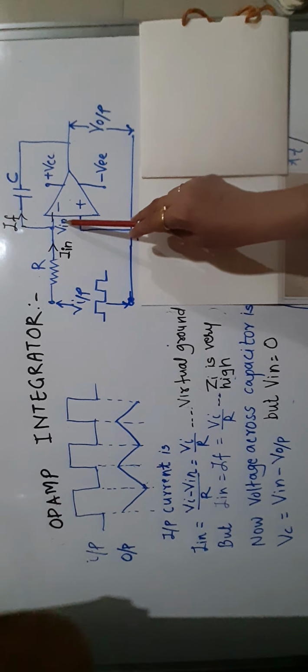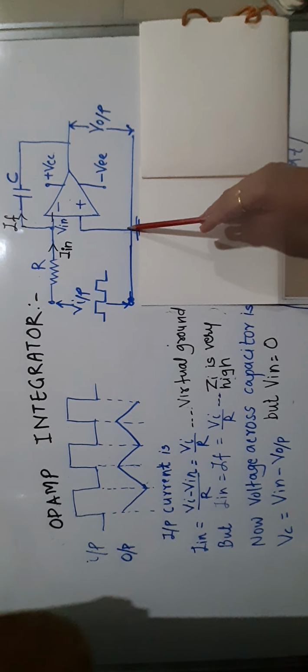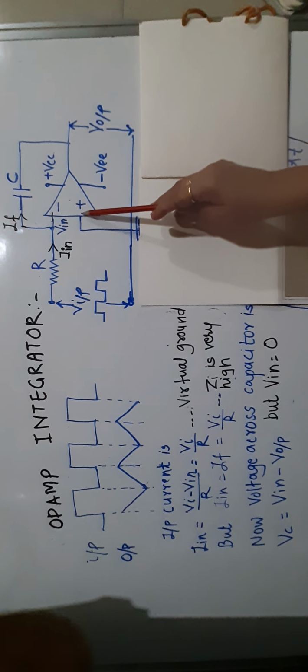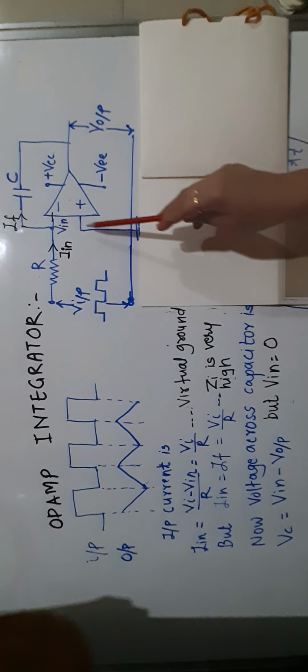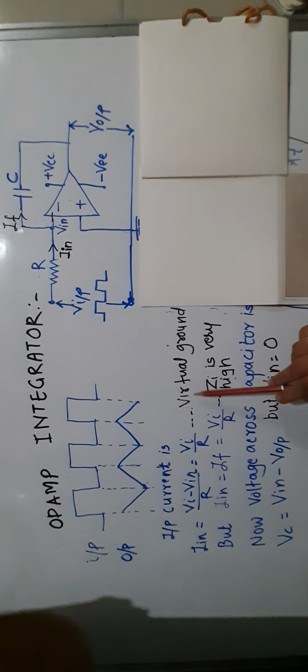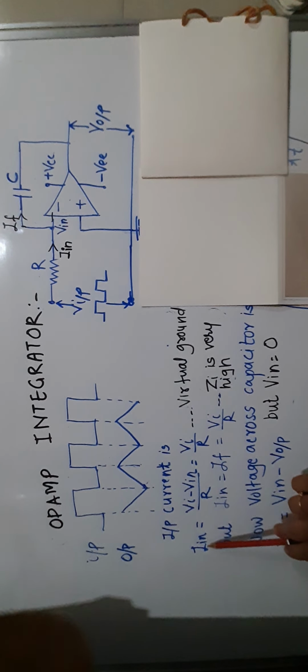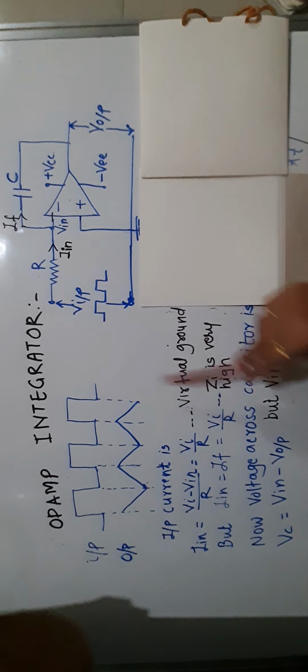Why is this voltage 0? Due to the virtual ground property. As one of the terminals is grounded, the other terminal is also virtually grounded. So 0 volt is available here, and that's why this voltage will also be 0 volt. So we can write Vin is 0 due to the virtual ground property. So we can write I-in equal to Vi upon R.